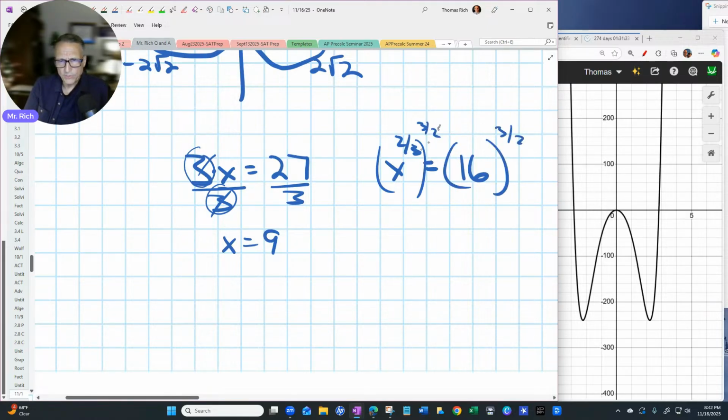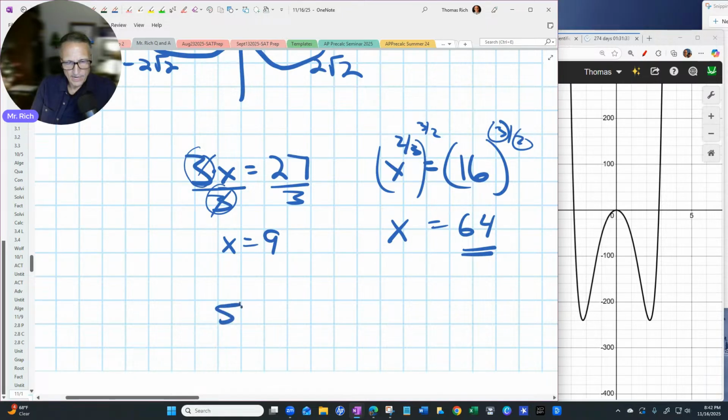X to the 2/3 to the 3/2 is just x to the 1 power, and this would be 64. Right? I would take the square root of 16, which is 4, and then I would cube it. 64 is the answer. So we have these things called inverse operations. Well, we have those for exponentials. Let me show you what I mean.